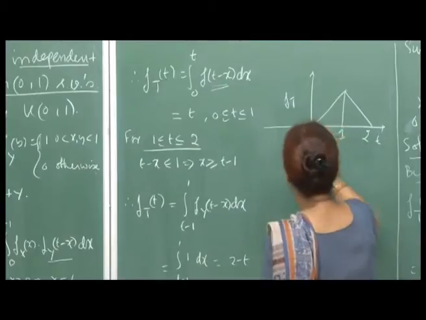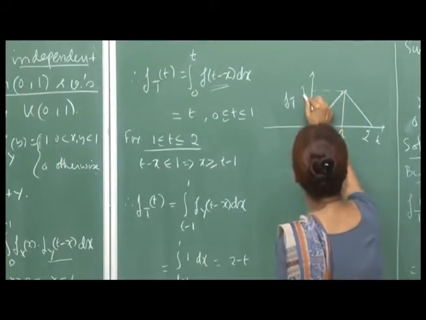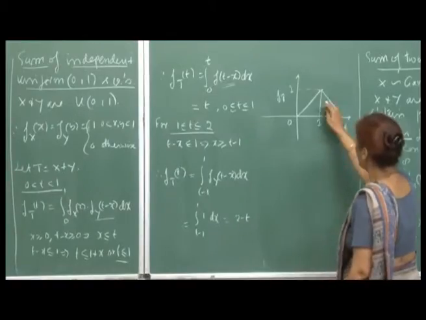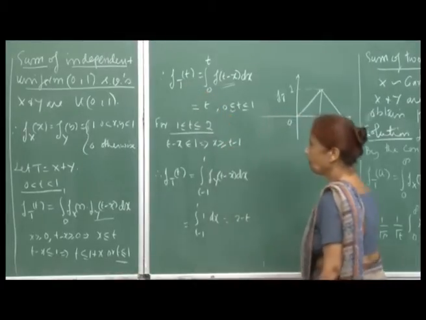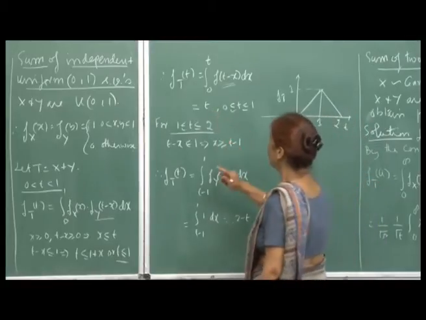So, this is the curve I have drawn for you; this value is also 1, right. Therefore, the PDF for the sum of the two random variables when both are uniform will be given by this.